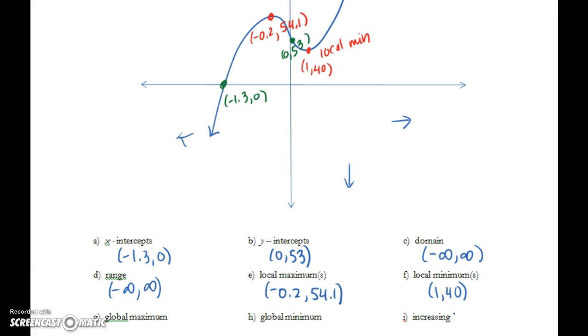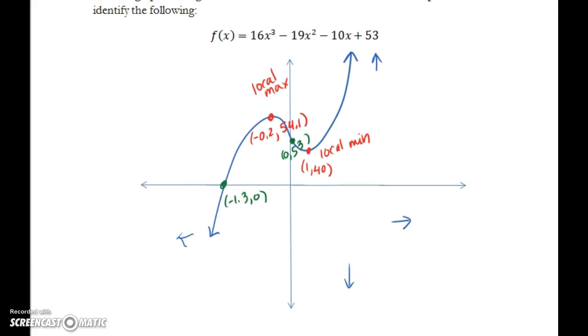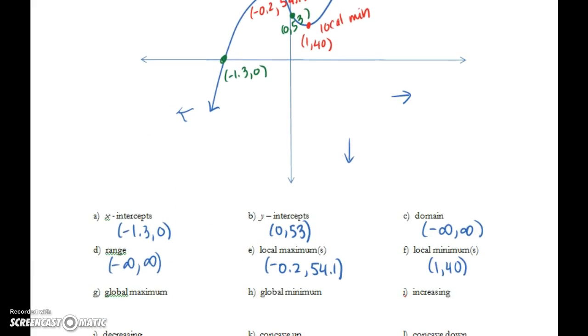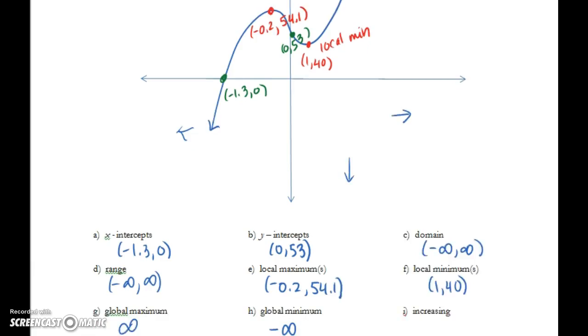Our global maximum is the highest y value on the entire graph. So if we look at our graph here, our graph goes up forever, so our global max is infinity. And our global minimum is the lowest y value on the entire graph. If you look at the graph, it goes down forever, so the global minimum is -infinity. So locals are like your peaks and your valleys, and globals are the highest and lowest on the entire graph.